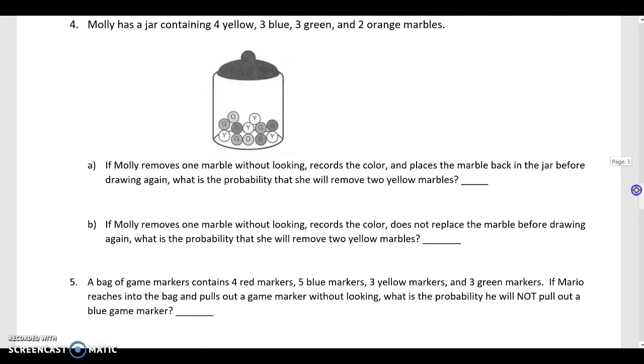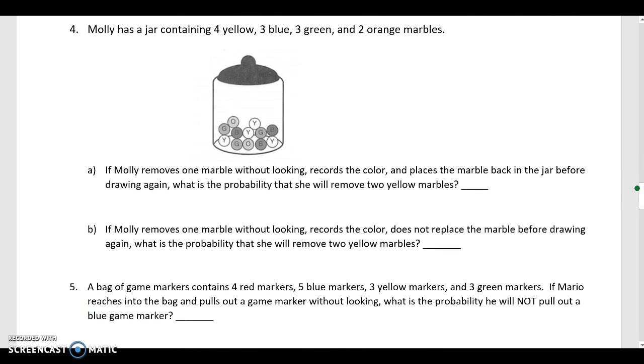Moving right along to number 4. Molly has a jar containing 4 yellow, 3 blue, 3 green, and 2 orange marbles. If Molly removes 1 marble without looking, records the color, and places the marble back in the jar before drawing again, what is the probability she will remove 2 yellow marbles?